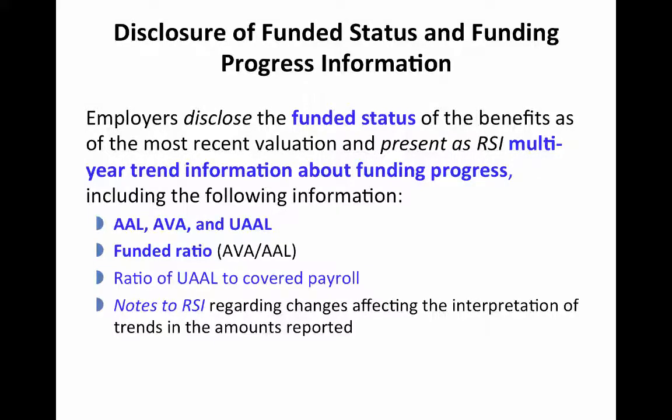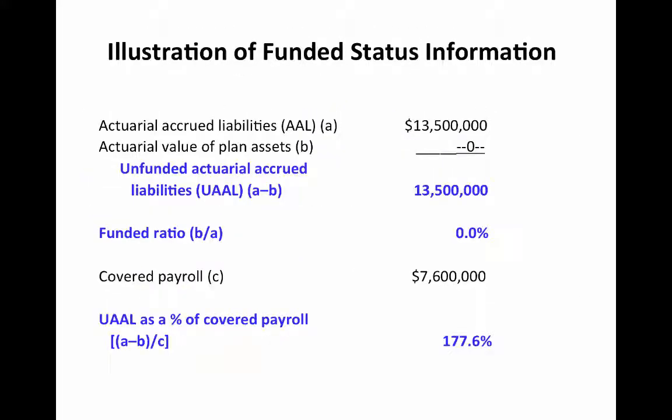Governments are expected to disclose information about the funded status and the progress on funding of the OPEB plan. They will disclose the AAL, AVA, and UAAL, as well as some ratios of that information that give you a sense of the proportion or the magnitude of the liability or the obligation that the government is facing. So here's an example. We have a government that has an AAL of $13.5 million. It doesn't have any assets set aside in the plan, so the unfunded liability is exactly the same, $13.5 million.